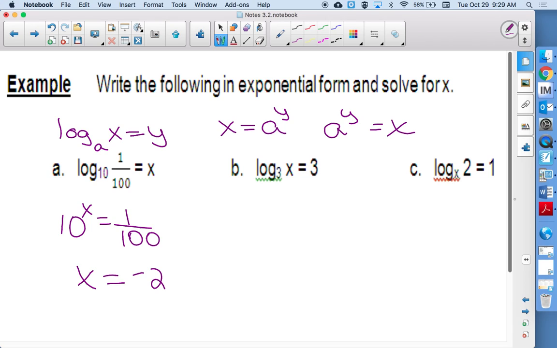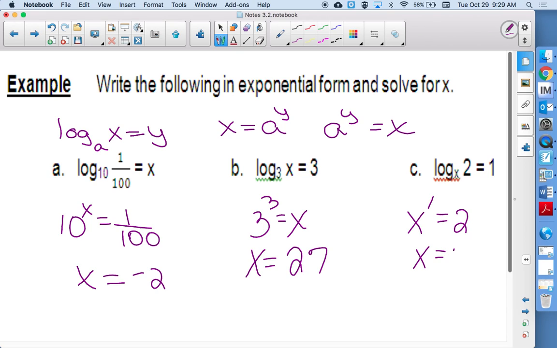Colin, how about letter B? How would you write that as an exponent? 3 cubed equals x. So x is 27. Brenton, how about letter C? x to the 1 equals 2, so x equals 2.